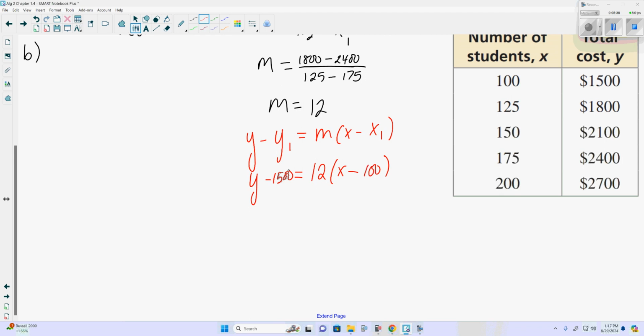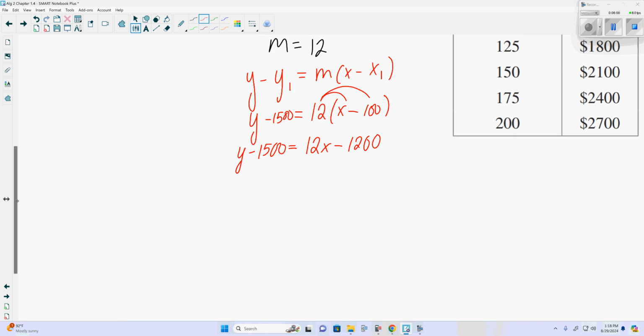Now the next thing we need to do is get y by itself. So we can distribute the 12. 12 times x is 12x. 12 times 100 is 1200. And on the other side we still have y minus 1500. And last but not least, we need to add 1500 to both sides, which tells us y is equal to 12x plus 300.